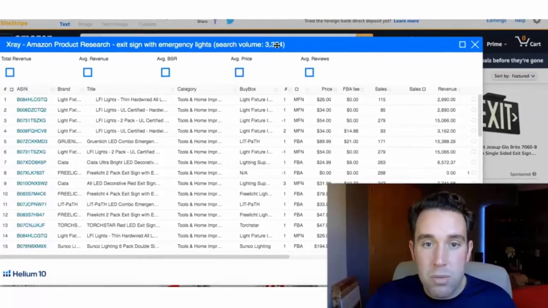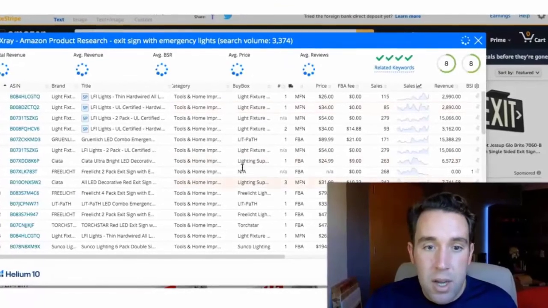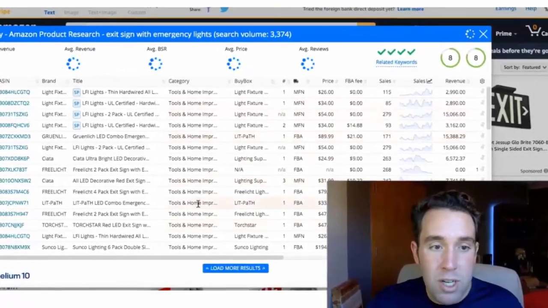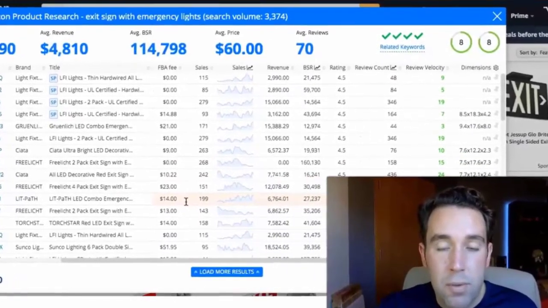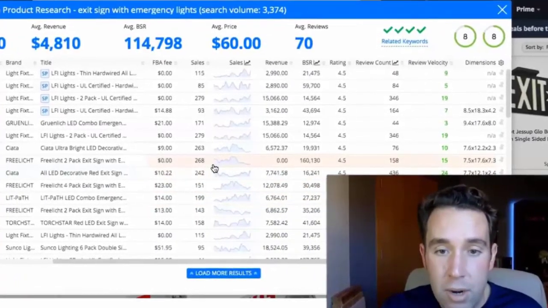Okay, our search volume is over 3,000, which is good. It's in tools and home improvement, which is a good category. We just have to make sure that it's not considered a restricted product. I don't know if it plugs into the wall or if it's battery operated.